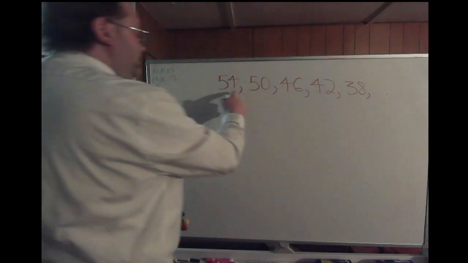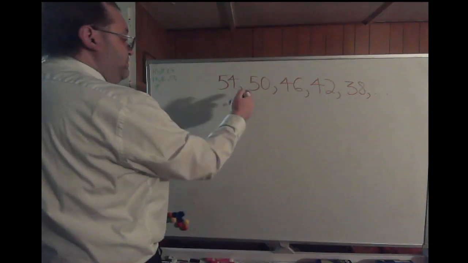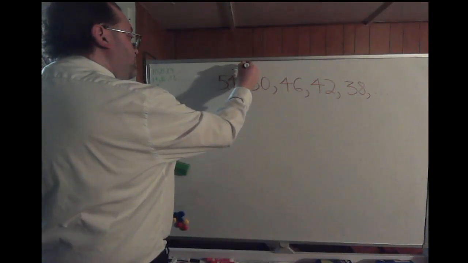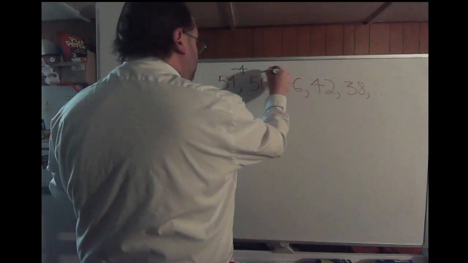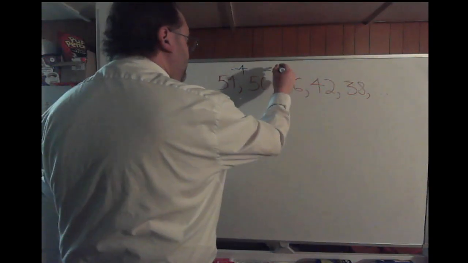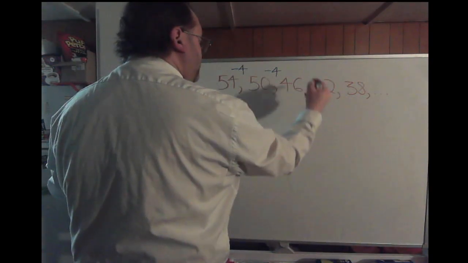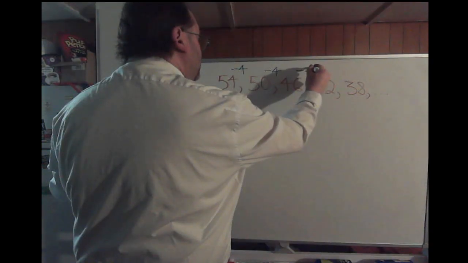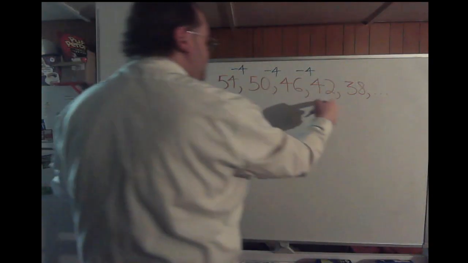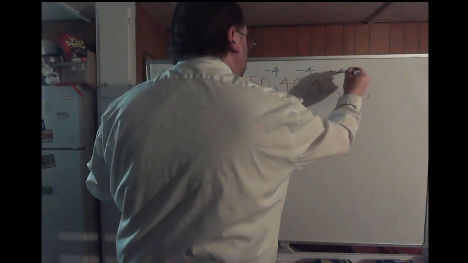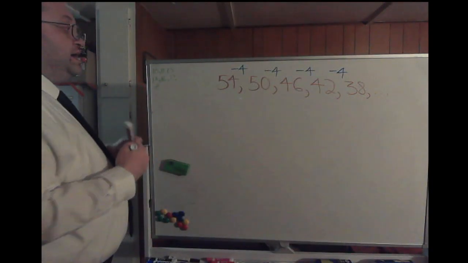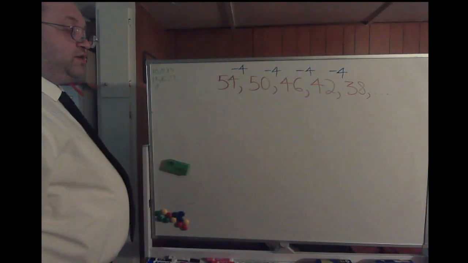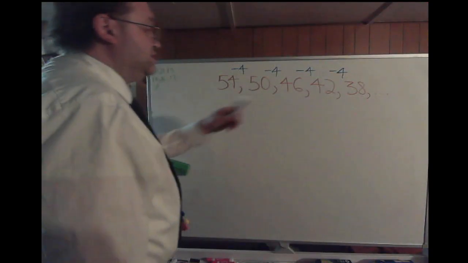So between 54 and 50, to get from 54 to 50, it looks like you're going to subtract 4. To get from 50 to 46, it looks like you're subtracting another 4. To get from 46 to 42, you're subtracting yet another 4. To get from 42 to 38, you subtract yet another 4. Okay, so it looks like it's pretty straightforward here. You're going to subtract 4 to get the next term.